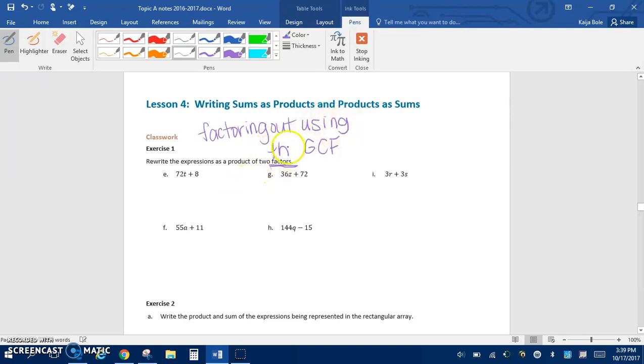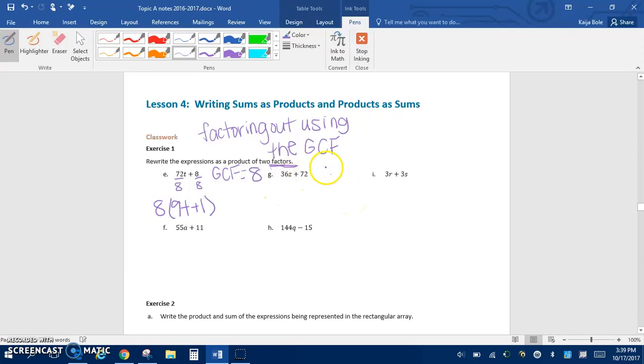Okay, so if we look at part E, it says 72t plus 8. So we're looking at the GCF of 72 and 8. So the greatest common factor would be 8, right? So we're going to take that 8 out. So we're going to divide both of those terms by 8. Alright, so out in front we have factored it out. It's out of there. So then 72 divided by 8 would give us 9, and then we have t, and then plus 1. Alright, so we have written the sum as a product of two factors.